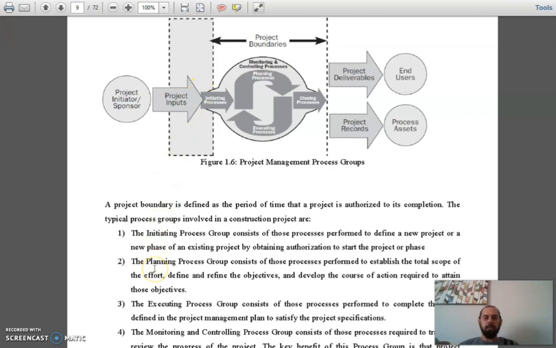Now we have the process group of planning process group. So it consists of those processes performed to establish the total scope of the efforts, define and refine the objectives, and develop the course of action required to attain those objectives.